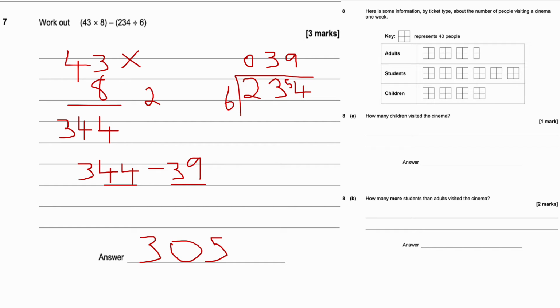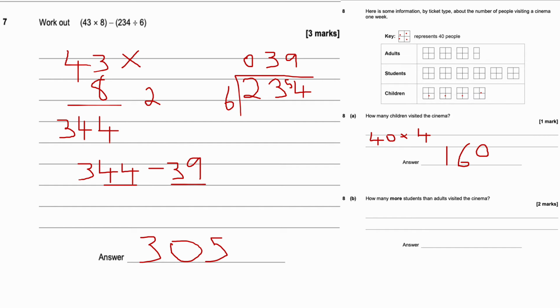This is question number 8, guys. Here is some information by ticket type about the number of people visiting a cinema 1 week. So the window box represents 40 people. So each little box represents 10 people. Part A. How many children visited the cinema? Well, you're going to have 40, 80, 120, 160. So 40 times 4 essentially to work out that sum, because you've got 40 and then you times it by 4 sets of boxes.